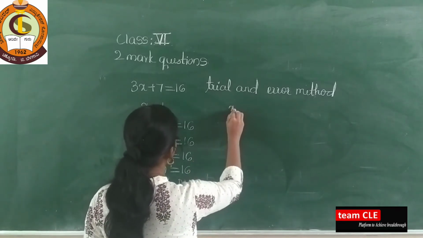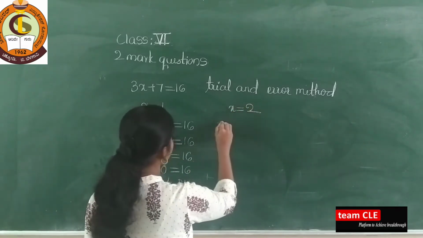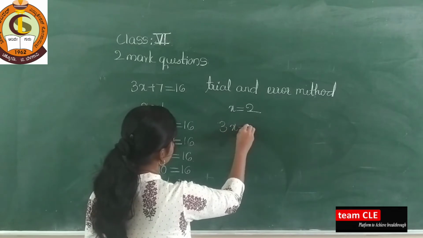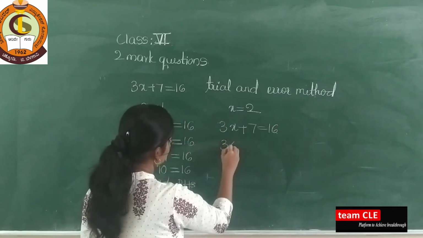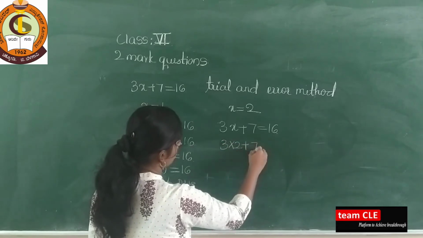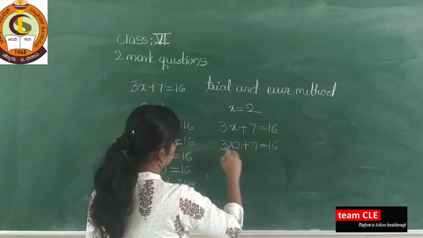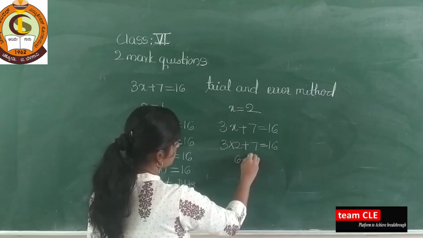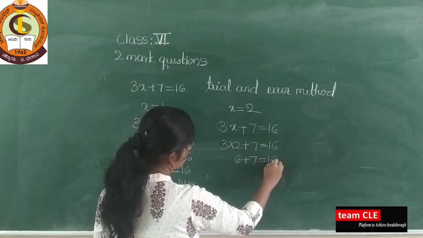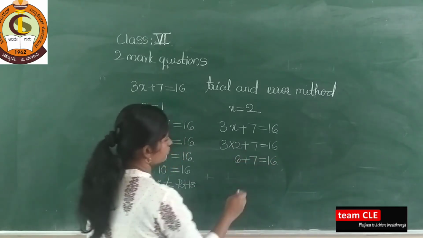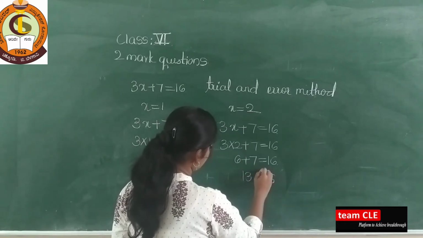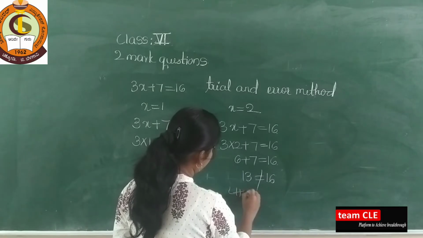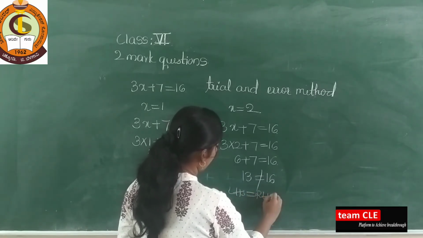Next I will take x is equal to 2 and write 3x plus 7 is equal to 16. 3 into 2 plus 7 is equal to 16. 3 2s are 6 plus 7, 6 plus 6 is 12 plus 1 is 13. So 13 is equal to 16 and that is not equal, LHS is not equal to RHS.